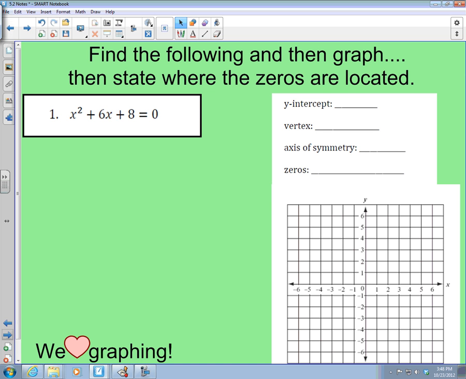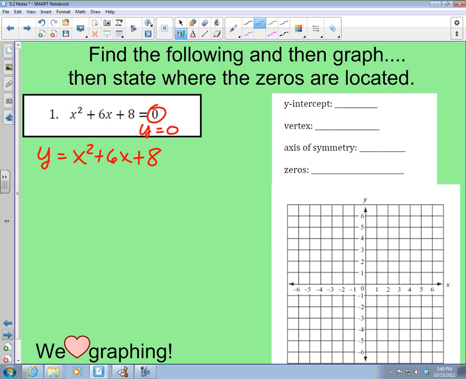I'm kind of cold. Find the following and then graph, then state where the zeros are located. So basically we're going to graph this. Now, y is equal to 0, so I'm going to replace this 0 with y. Y equals x squared plus 6x plus 8. So tell me what you know. You guys know what the y-intercept is. It's 8 right here. If you plugged in 0 for x, you get 8 for your y-intercept.